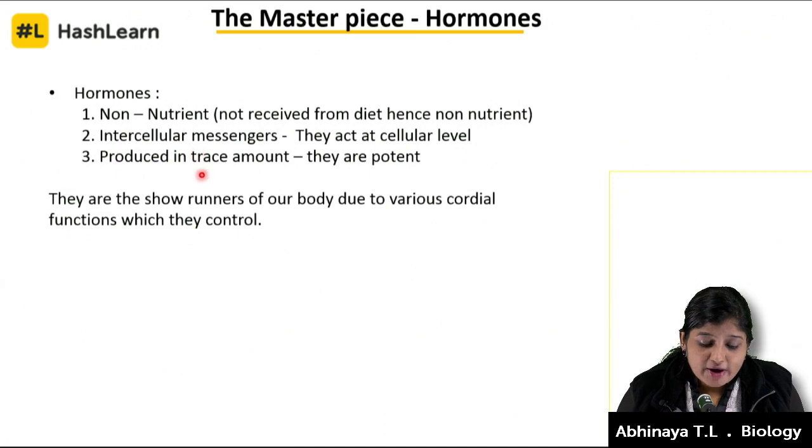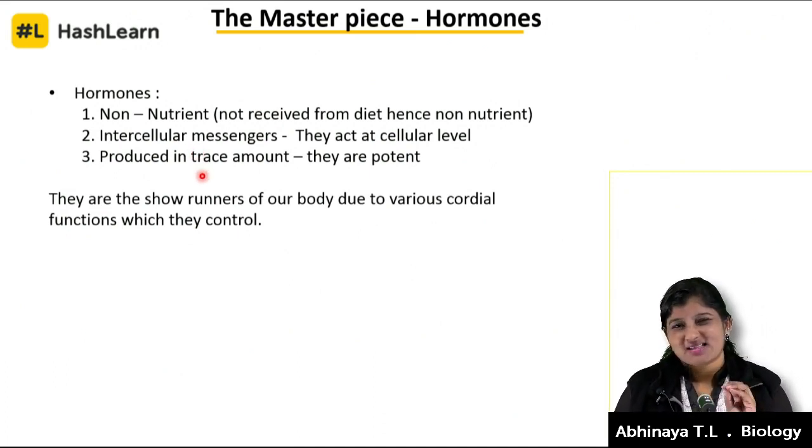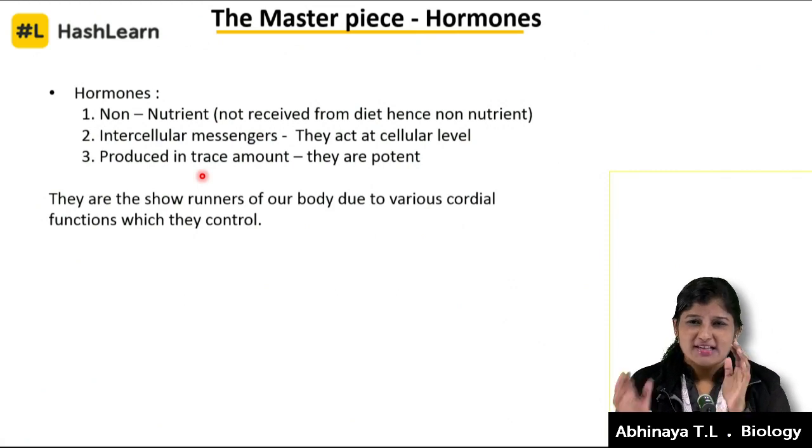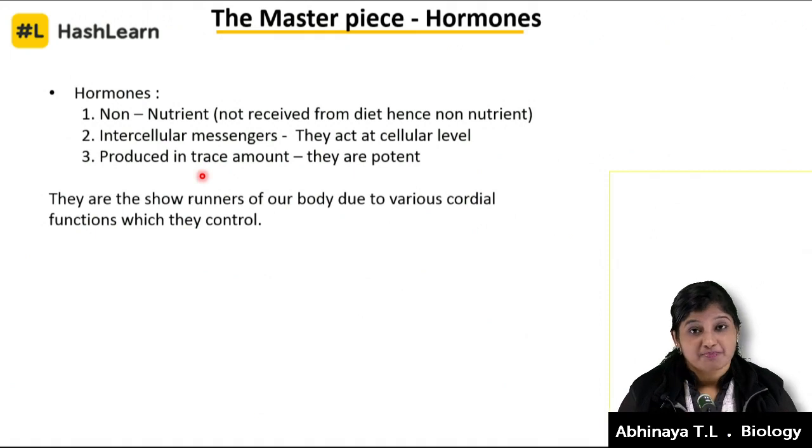The third point I've put here is that they are produced in trace amounts. Trace in the sense extremely small. They are produced in very small amounts. Why is this? Because they are highly potent. Now see, let's take a female as an example.